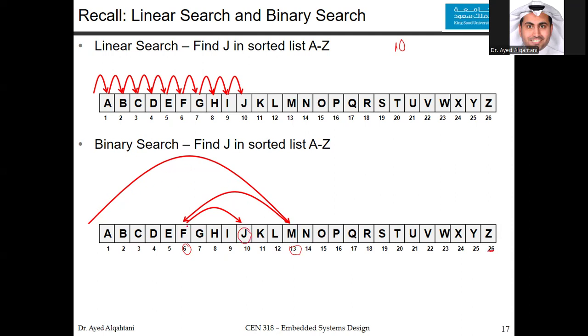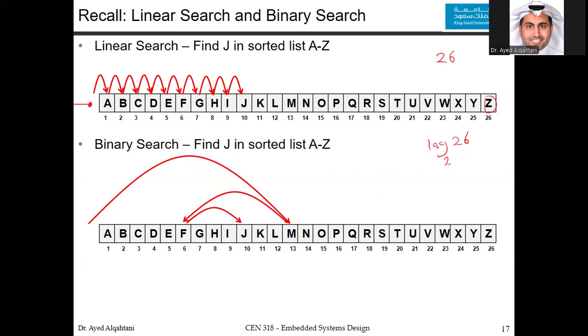1, 2, and 3. If you compare 10 comparisons to 3 comparisons, you know that the binary search is actually more efficient. If you want to find it in a worst case scenario, in the linear search, the worst case is you start at the beginning and the letter that you want to find is Z. So you have to go through all the list doing comparison 26 times. For the binary search, the worst case is actually a log to the base 2 of the 26.